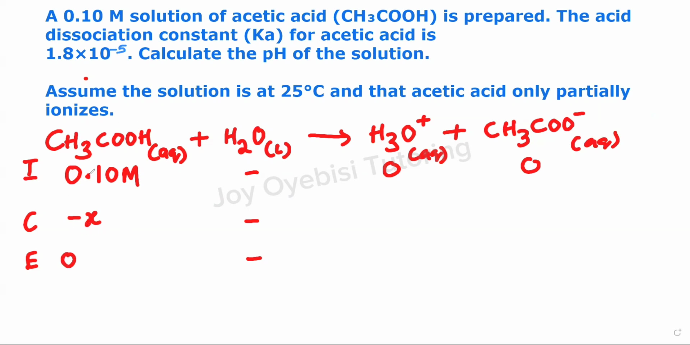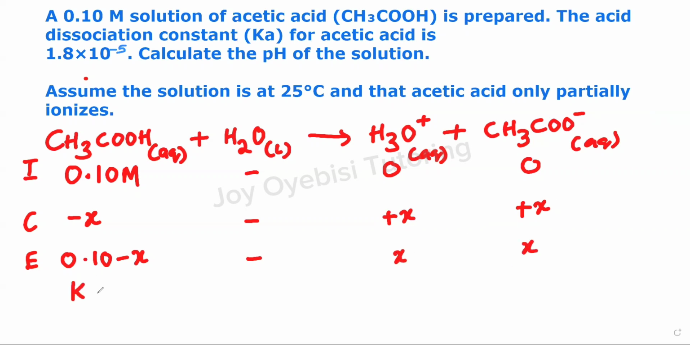At equilibrium, you add up the initial and the change, and that is going to give me this. Over here, this is plus X. So the H3O+ and CH3COO-, they are appearing, and therefore, this will be positive X, positive X. And when 0 adds to X, it just gives us X.